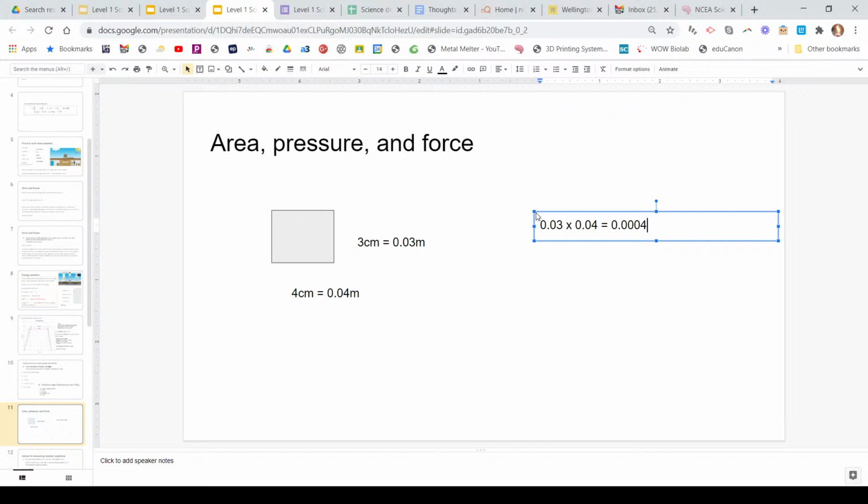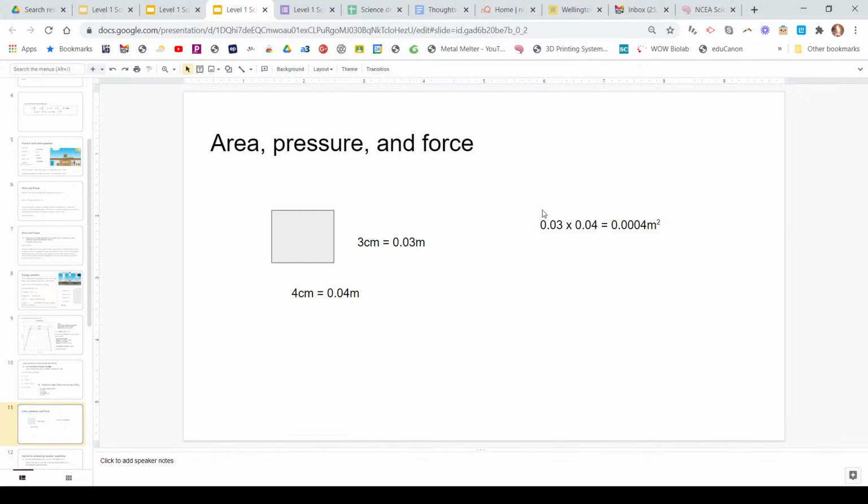I'm just going to double check that on my calculator, which is always good advice for the exam. Yeah, I think I've got that right. Meters squared. Okay, so that is our area.